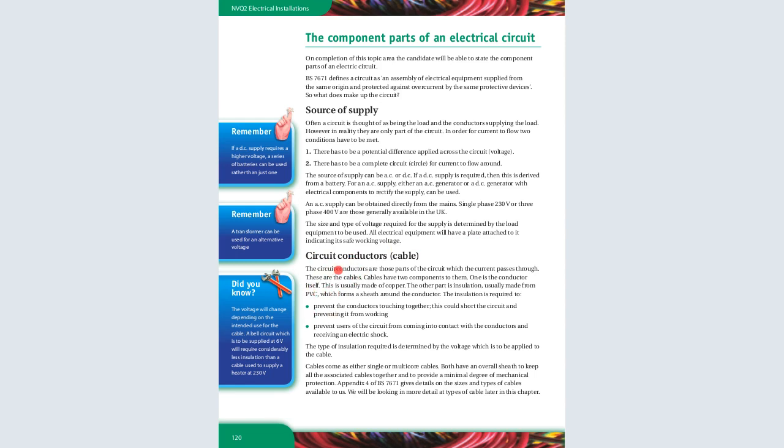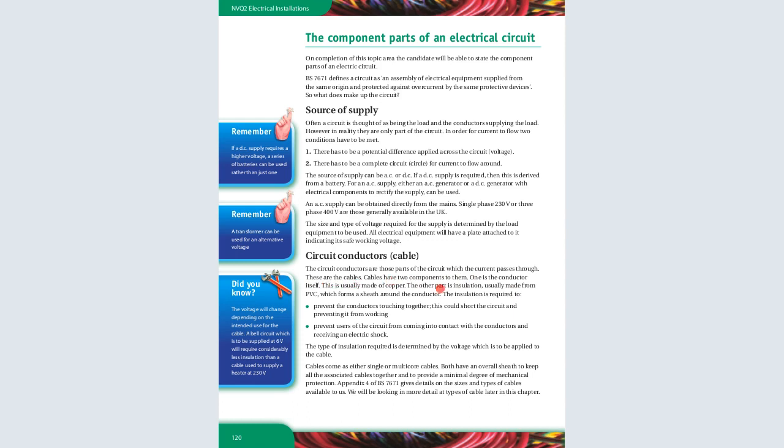Now we have the circuit conductor cables. These are also some of the components of the circuit. The circuit conductors are those parts of the circuits which the current passes through. Those are the conductors. And these are the cables.